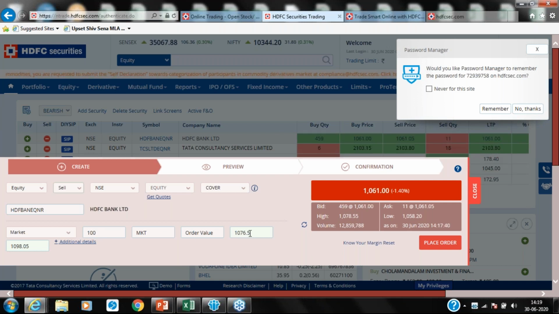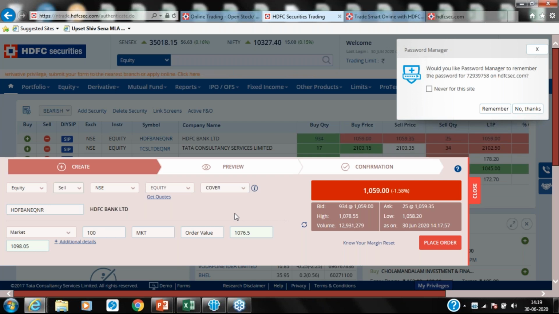If by 3 p.m. the stop loss doesn't get triggered and I don't square off my position manually, automatically at 3 p.m. the order will get squared off, and the stop loss order will get cancelled. So it's the same in both examples, whether you are buying it or short selling it.